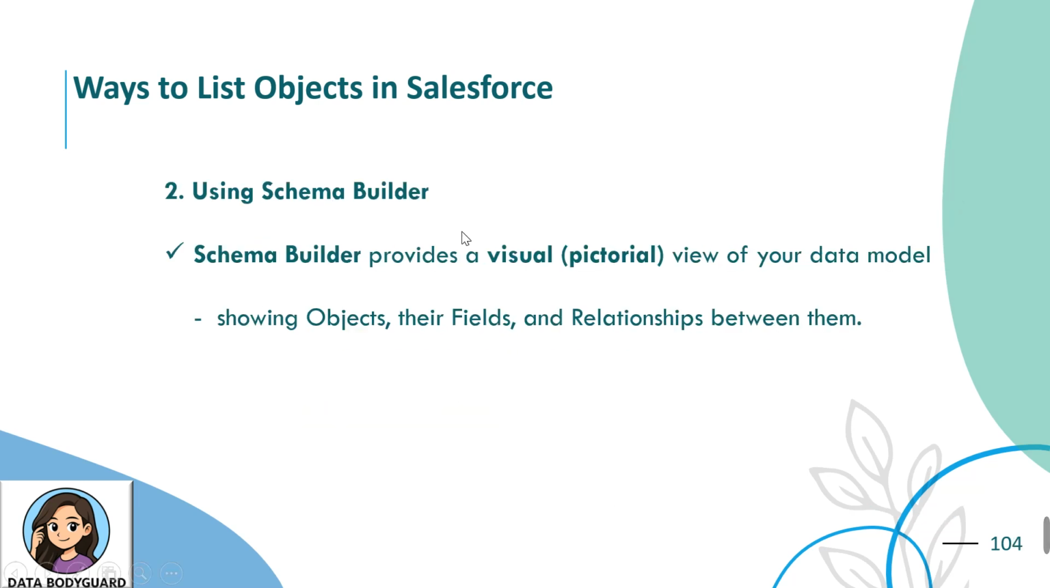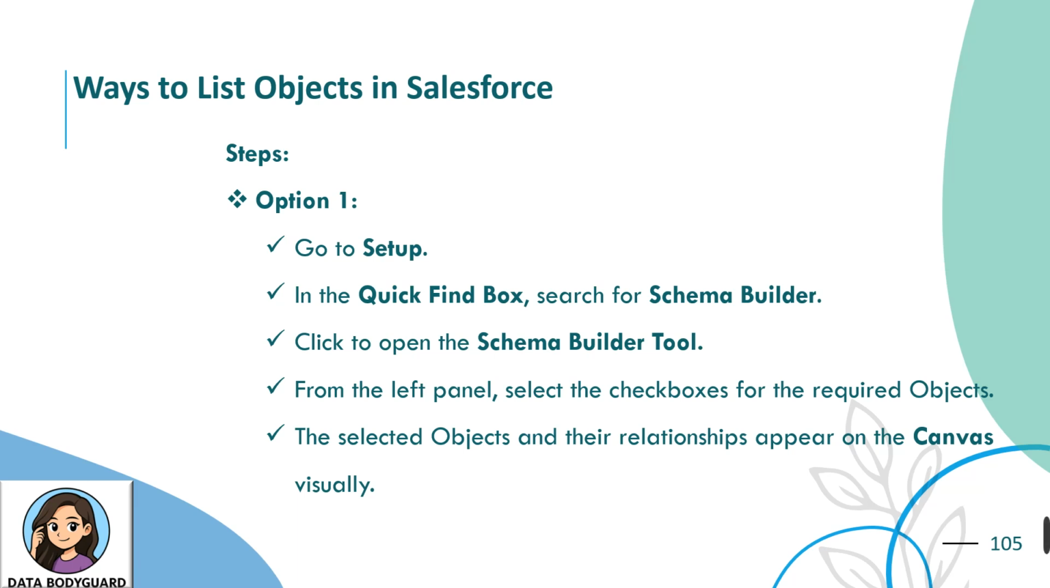Next we'll go to Schema Builder. Schema Builder provides a visual, pictorial view of your data model. It shows the objects, the fields, and the relationships between them. You will understand the fields and relationships once we start the concept of fields. For now, just remember that there is a visualization available to view your data model. Before we see which objects we can view, let's understand the steps.